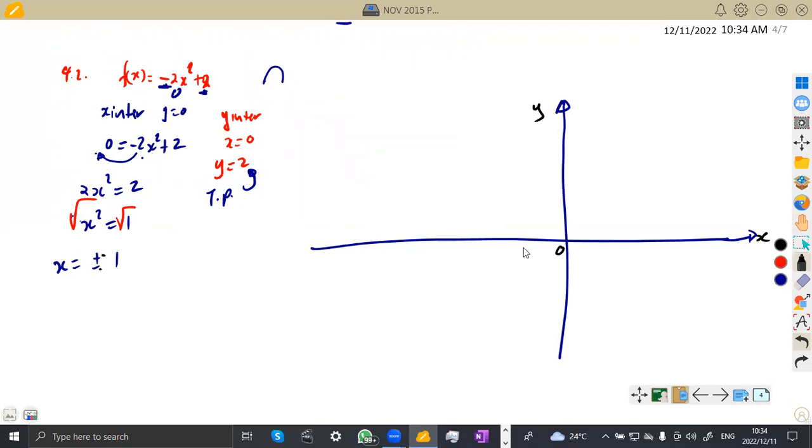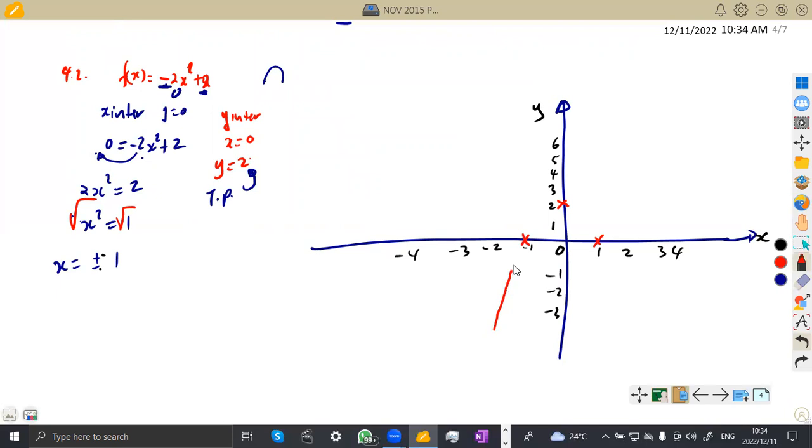So we can just say this is minus 1, minus 2, minus 3, minus 4, 1, 2, 3, 4. Minus 1, minus 2, minus 3, 1, 2, 3, 4, 5, 6, and so on. Okay, so the x-intercepts we have got -1 and 1. So that's -1 here, 1. The y-intercept is at 2. Y is equal to 2, and it's also the turning point.